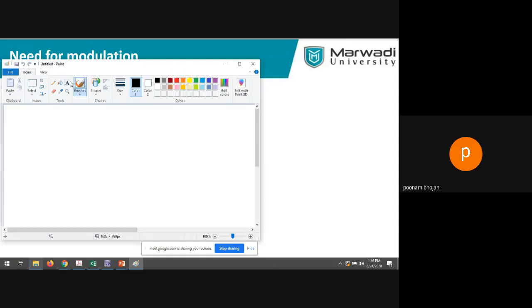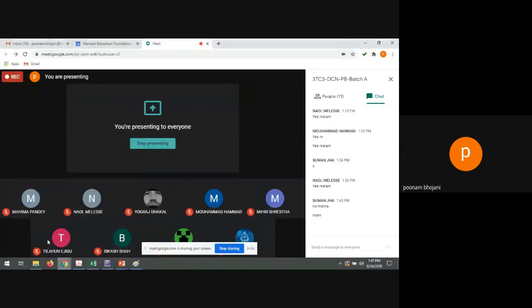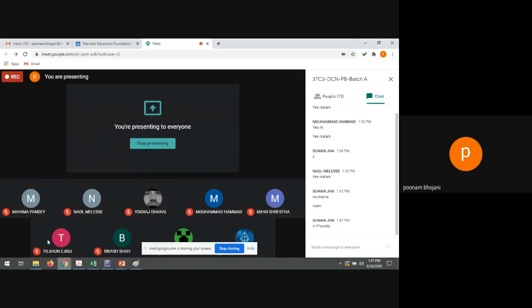So let me write the equation here: height of antenna equal to wavelength, that is lambda by 4. And I hope you know the equation of wavelength and frequency relation. Can anyone say what is the relation between frequency and wavelength? I'm sure that you are aware of it. Maybe you have used that equation multiple times.